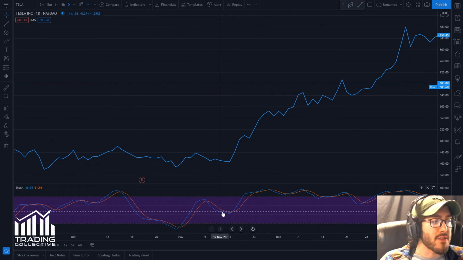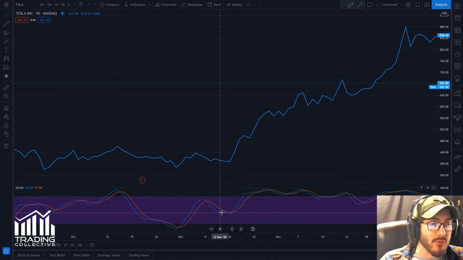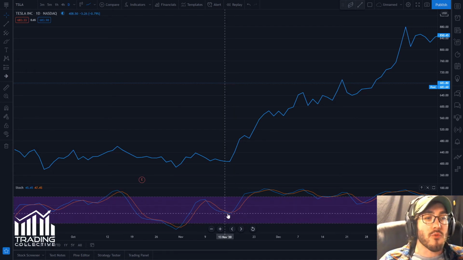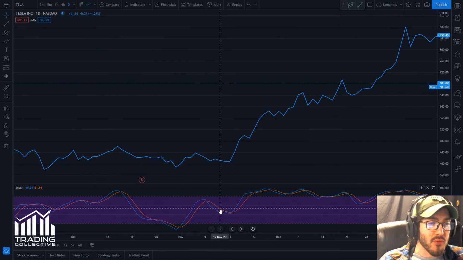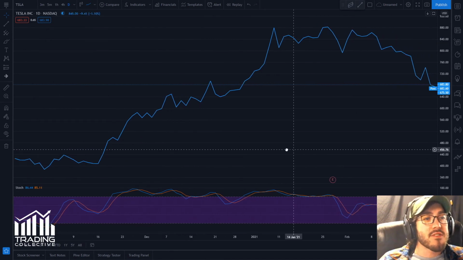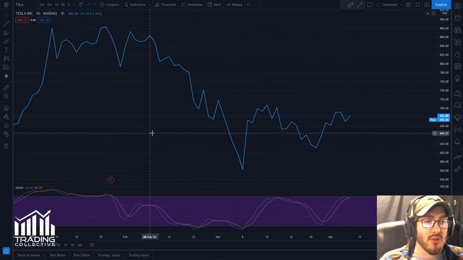So when those lines are intersecting, those are the points that you need to be watching out for, because you may be seeing it reversing its trend or consolidating from its previous trend. That is the stochastic. That is how you use it.